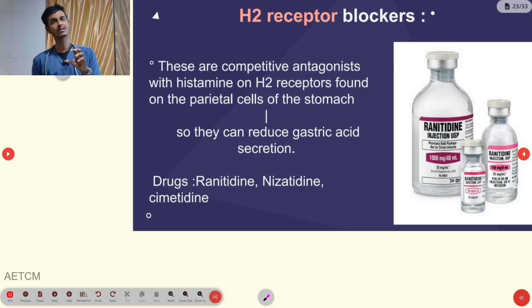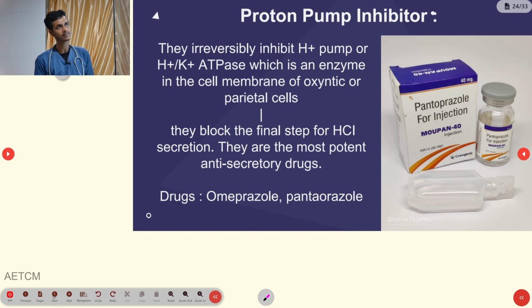First one is H2 receptor blockers. What is the action of H2 receptor blockers? They block the H2 receptor found on the parietal cell of the stomach. Just recall the anatomy we discussed earlier. On the parietal cell we have the H2 receptor, everything attaches there, and thereby it produces HCl, right. So, it will block the H2 receptor, and your parietal cell won't respond to anything, so the gastric acid will automatically reduce. Drug wise, ranitidine, nizatidine, and cimetidine are the drugs we have.